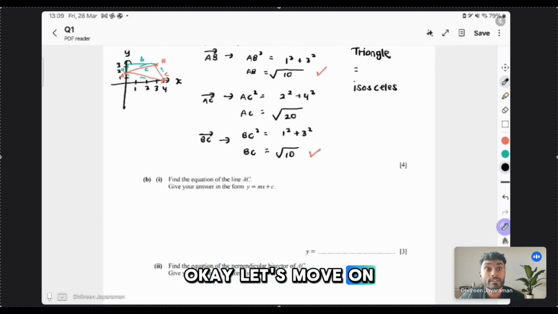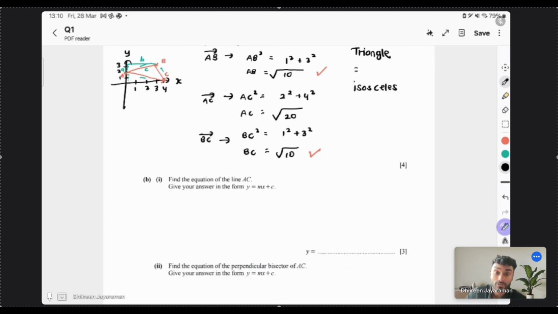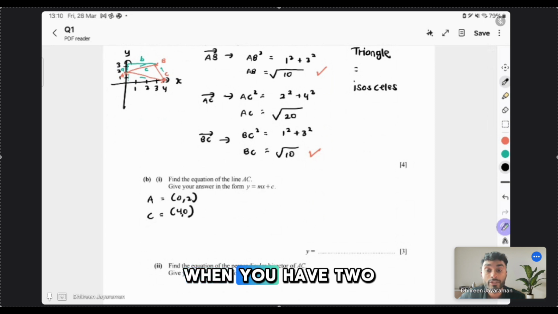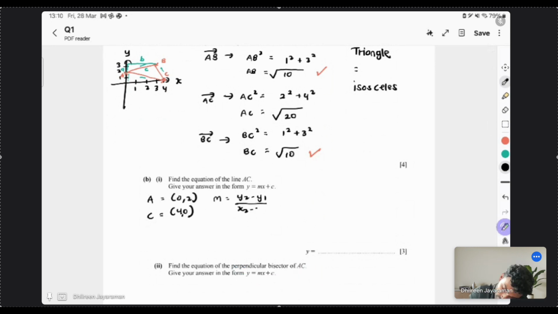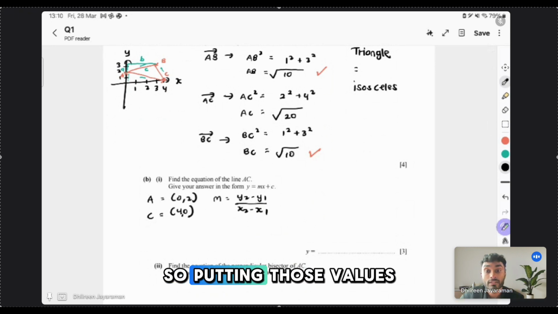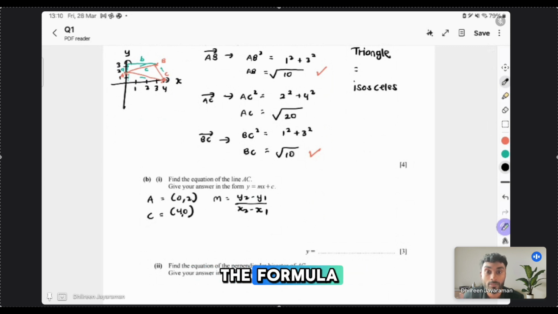Okay, let's move on to the second part of the question. Find the equation of line AC. Give your answer in terms of y equals mx plus c. So in this case, we have points A and C. When you have 2 points on a line, you'll be able to find the gradient using the gradient formula. So putting those values from A and C in, you'll be able to find the gradient of the line.